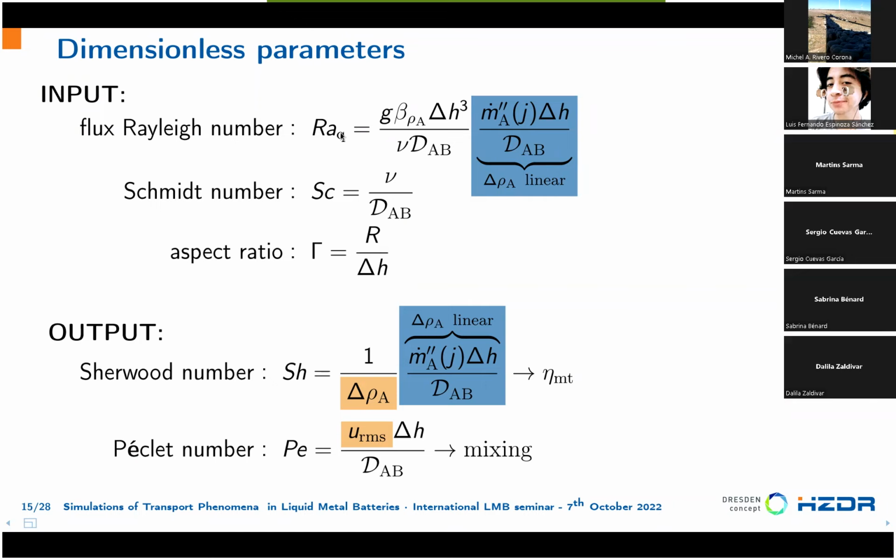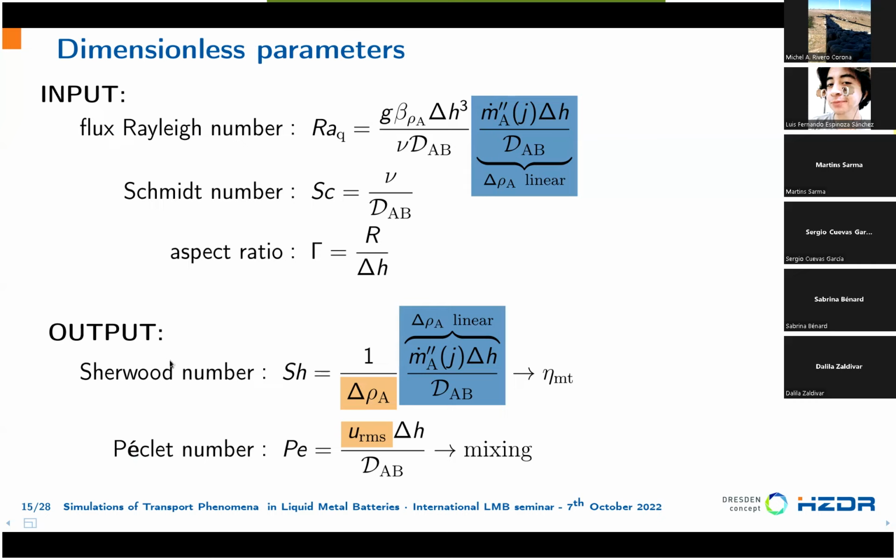So the Rayleigh number in some way will be our forcing parameter, and it will contain the current density inside. It will be a linear function of the current density. The second important parameter is the Schmidt number, which contains the ratio of the momentum and mass transport diffusivity, and then as well the aspect ratio of the cell as a whole.